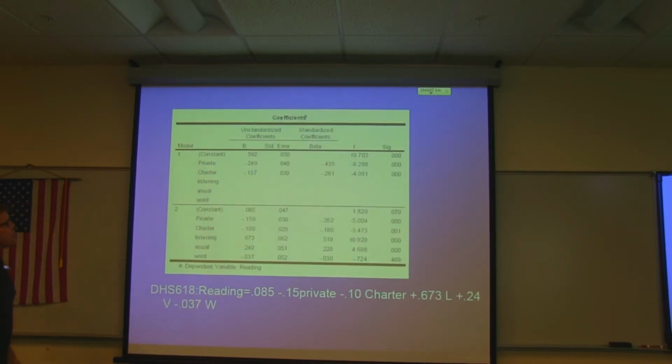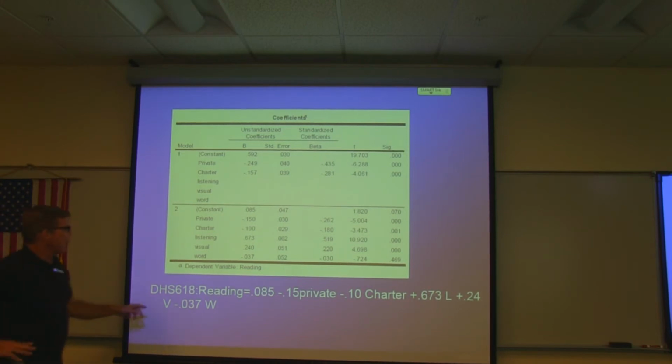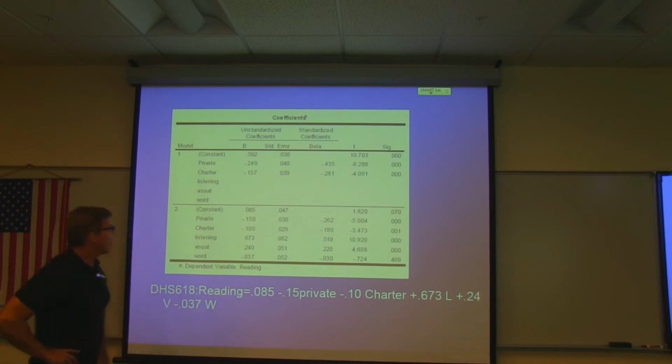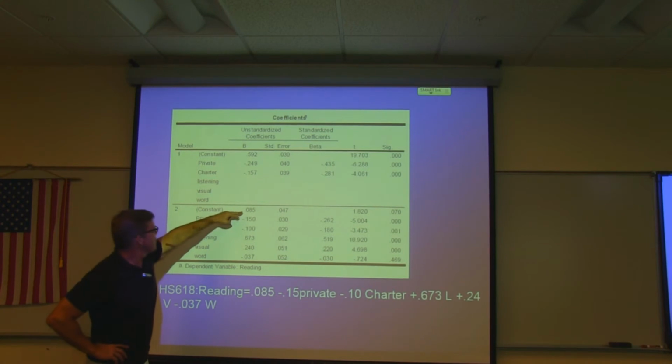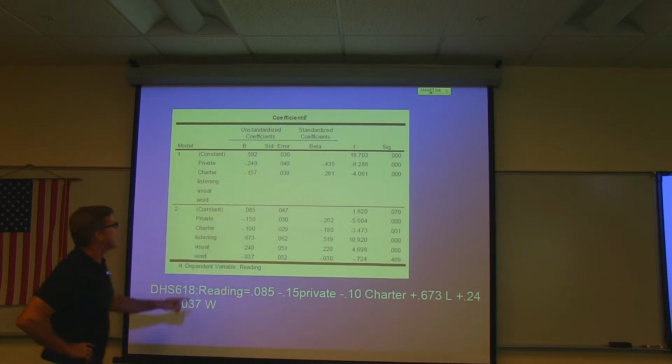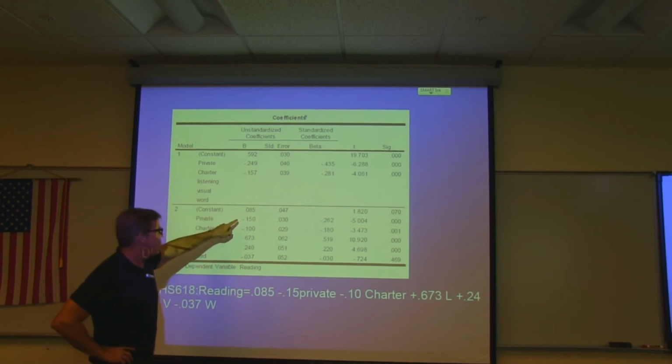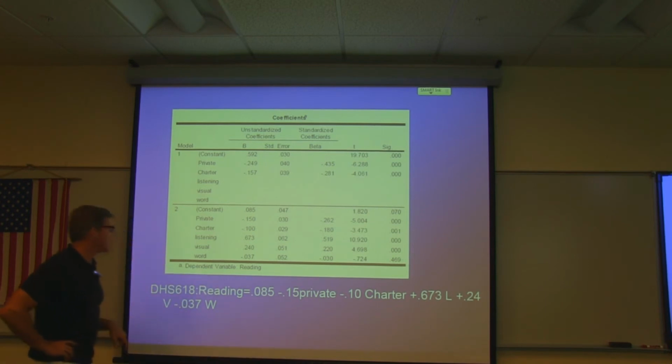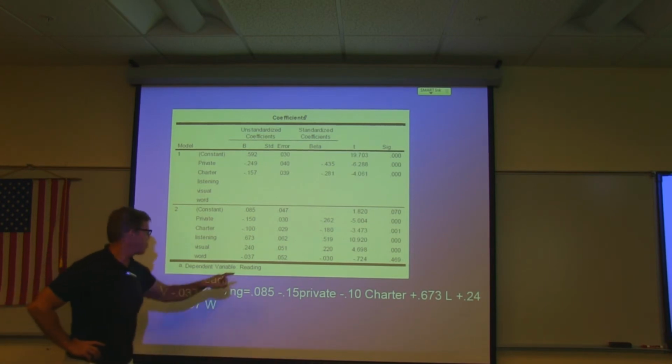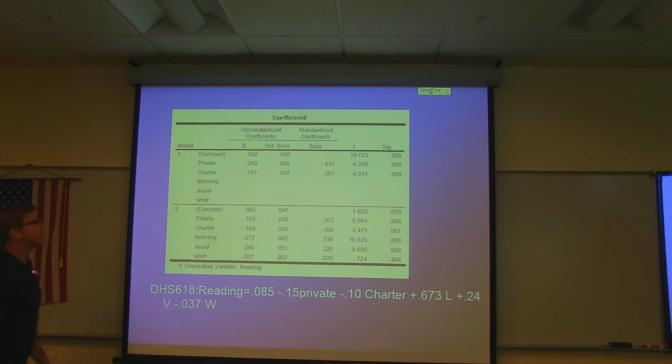Here we have our coefficients. Again, we can put the equations together, and they have done that for us here. Reading equals 0.085, and so they've used this model. This is the y-intercept, minus 0.15, minus 0.10, plus 0.673 listening, see that? Plus 0.224 visual, minus 0.037 word.